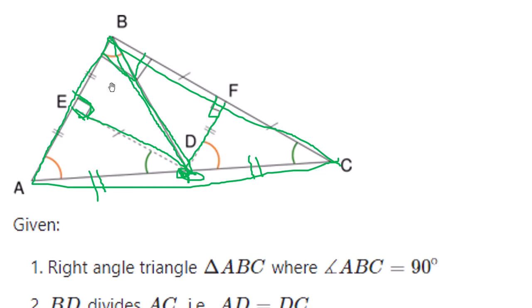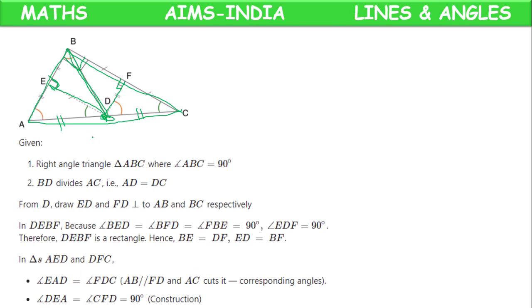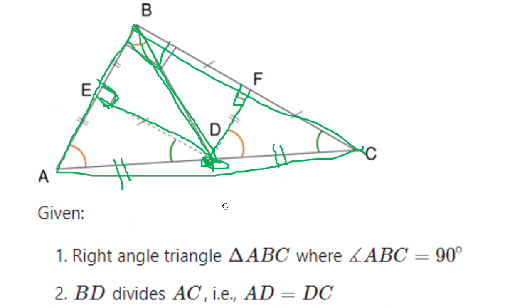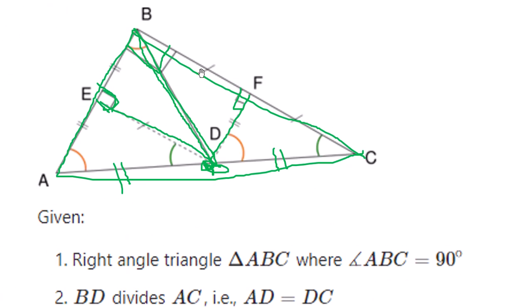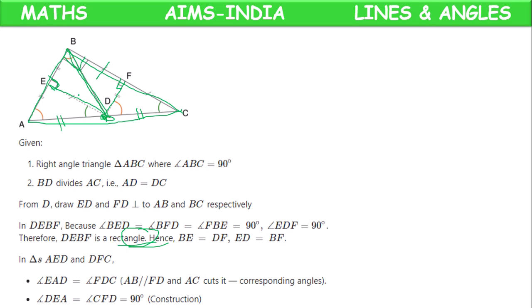EDFB is a quadrilateral where angle E is 90, angle B is 90, angle F is 90. If three angles are right angles, since the sum of all angles is 360, the fourth angle also becomes 90. So all are 90 degrees, and it becomes a rectangle. In a rectangle, opposite sides are equal. So BF equals ED, BE equals DF.